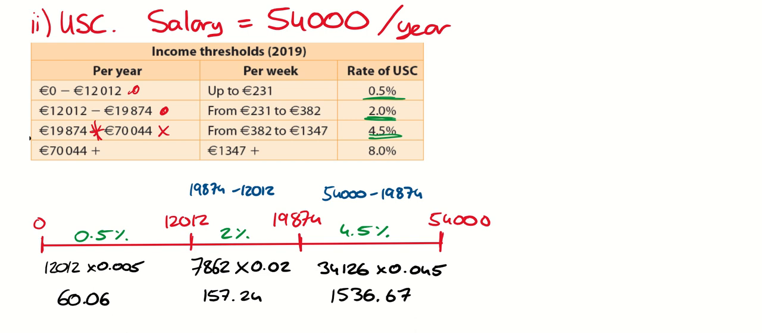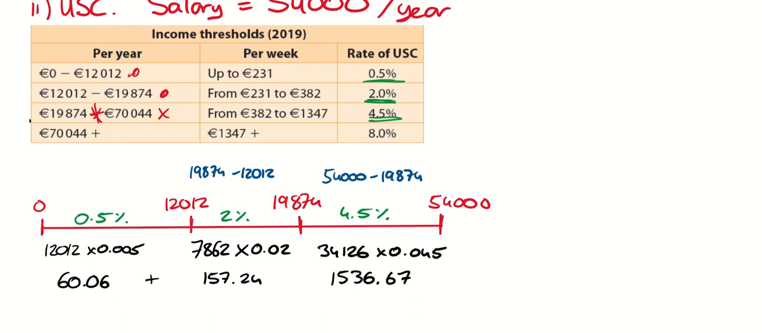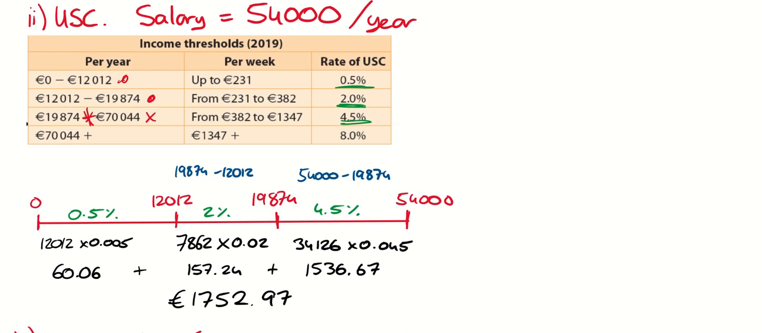So that will give you 1536.67. Right, and same as income tax, you're going to add the three of them together, and that will work out as €1,752.97. So we've got his income tax, and then he's got his USC.